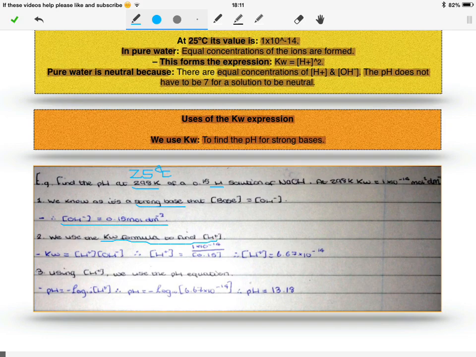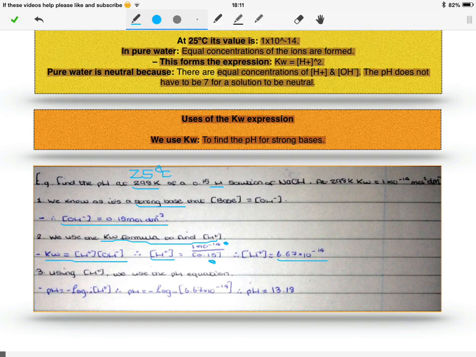What we then do is use our Kw formula to find the concentration of H+. We rearrange Kw equals [H+] times [OH-] to give us [H+], and then we just do 1 times 10 to the minus 14 divided by 0.15, and this will give us our hydrogen concentration, which is 6.67 times 10 to the minus 14.